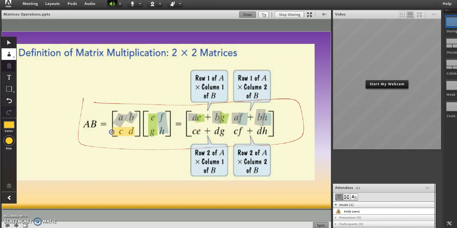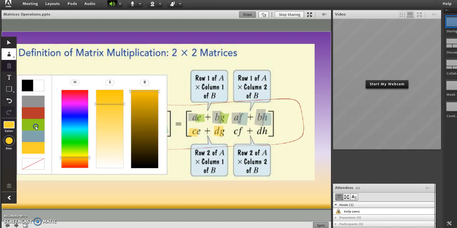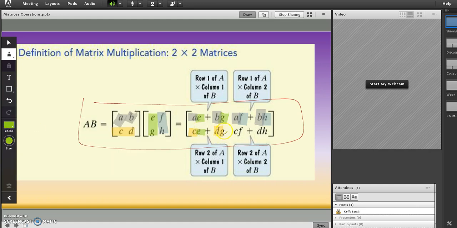Now we're going to go to the second row. So we're going to do C times E plus D times G. Then we're going to do second row, second column. So we have C times F plus D times H. So F and H are here.